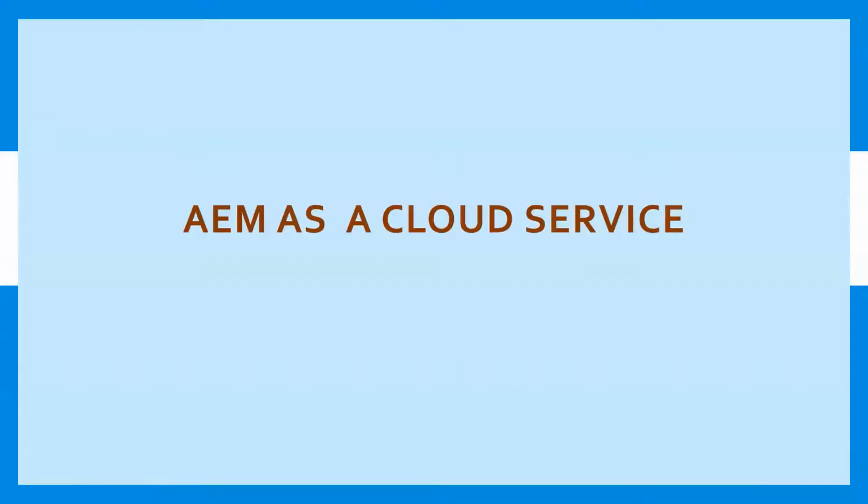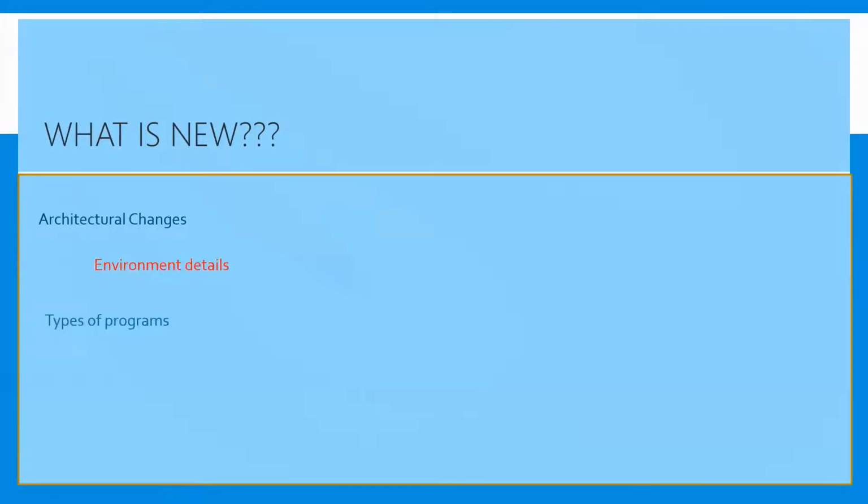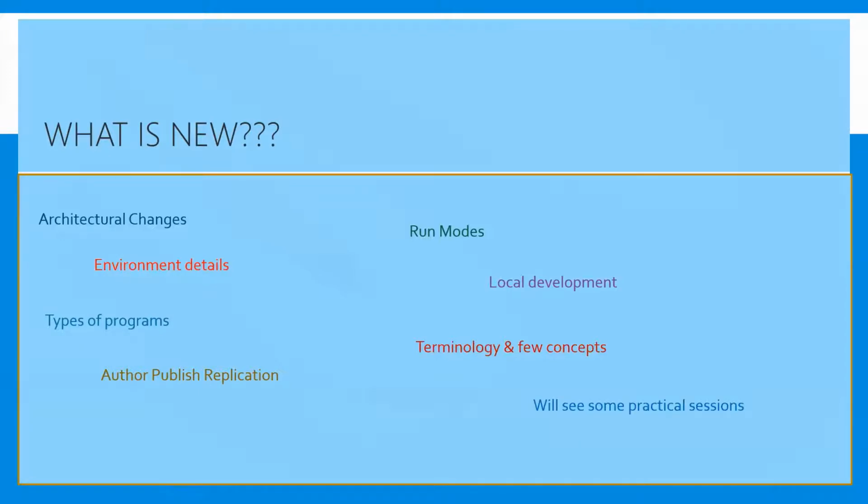Hi friends, in this video we will try to understand what is new in AEM as a cloud service. This is going to be more of a technical evaluation. We are going to see all the new things starting from architectural changes, then environment details, types of programs available, how author publish replication works, what are all the run mode changes, how do we do local development, then we will see some terminology concepts, and in later videos we will see some practical sessions also.